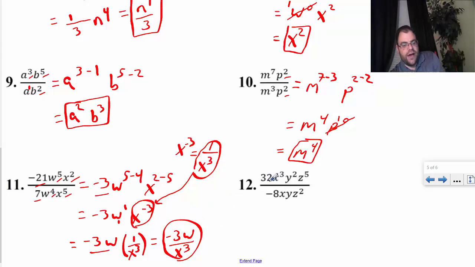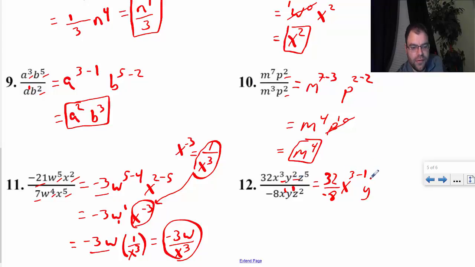Okay, and then we're on the last one here. So we got 32 over negative 8. So let's take a look at that. 32 divided by negative 8, what's that going to be? 32 over negative 8. We're just going to leave it like that for a second. Let's go ahead and look at our x's. This is 3 minus, there's a 1 on bottom there, so 3 minus 1. We got y, and then we got 2 minus 1, so 2 minus 1. And then we got z to the power of 5 minus 2.